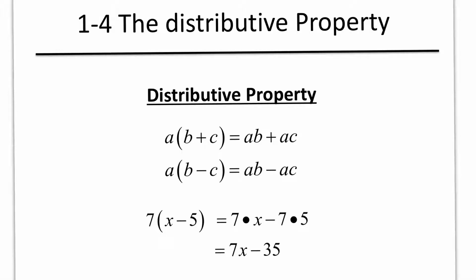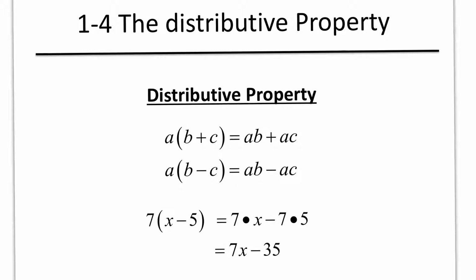Hey, what's up guys? This video is for section 1.4, which is distributive property. And the first thing we're going to look at is what is the distributive property. So you guys see two examples here on the screen. I'm using variables, but it's the same idea when you guys have numbers with variables or just numbers.